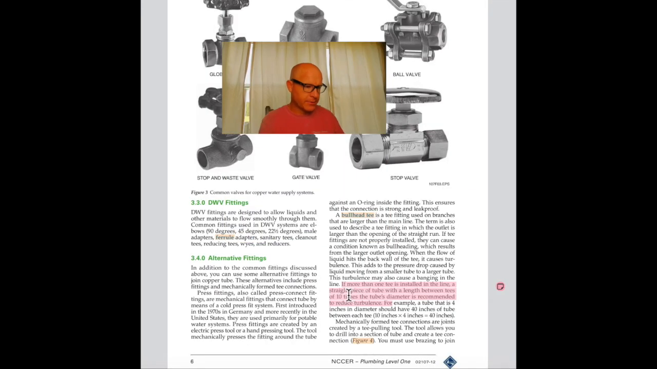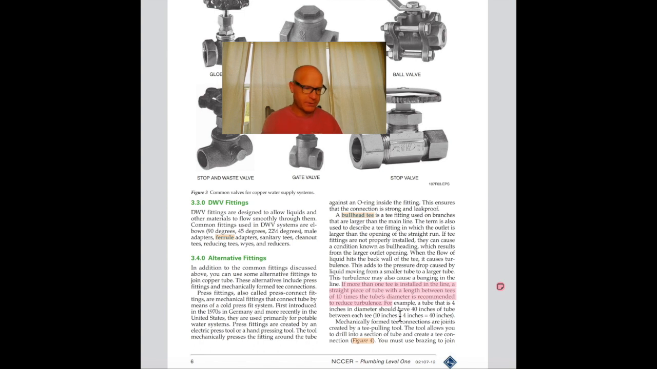Next, we're talking about alternative fittings. If more than one T is to be installed in a line, a straight piece of tube with a length between T's should be 10 times the tube's diameter to reduce turbulence, okay? So if you have a 1-inch T, it should be 10 inches between that first T and the next T, and this helps reduce turbulence.